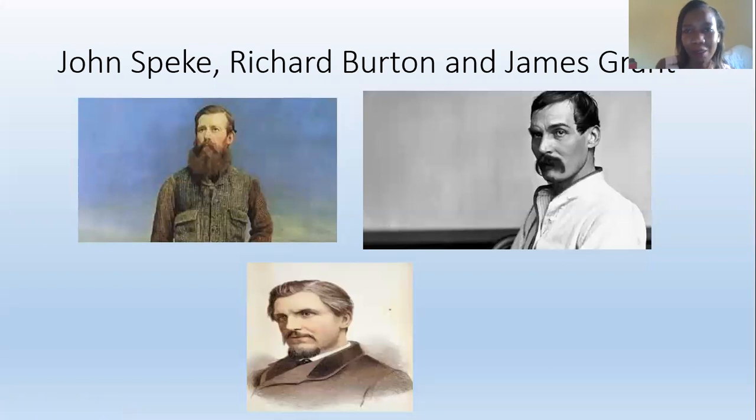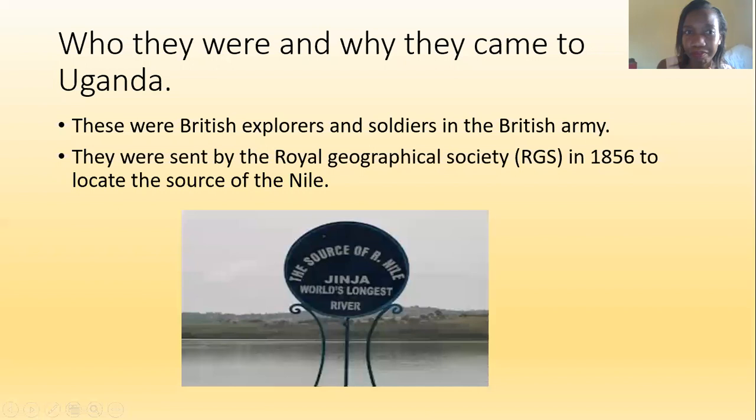Now, these were some of the explorers that came to Uganda. We had John Speke in this first picture. In the second picture is Richard Burton. And then in the third is James Grant. John Speke initially came with Richard Burton. The two, John Speke and Richard Burton, were British explorers and soldiers in the British Army. They were sent by the Royal Geographical Society in 1856 to locate the source of the Nile.